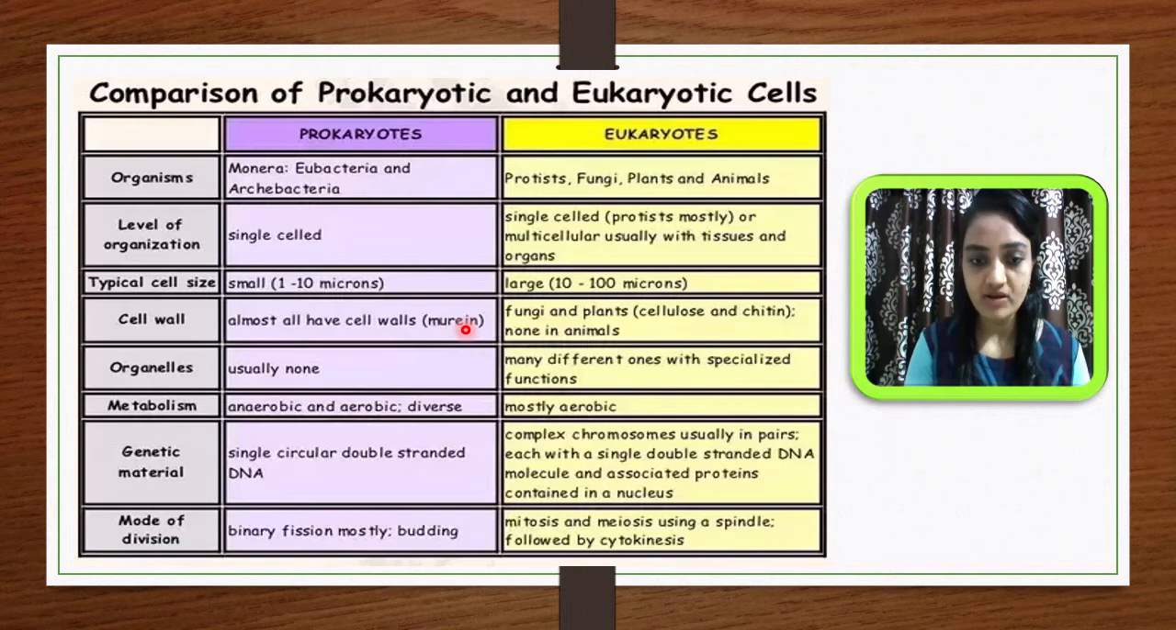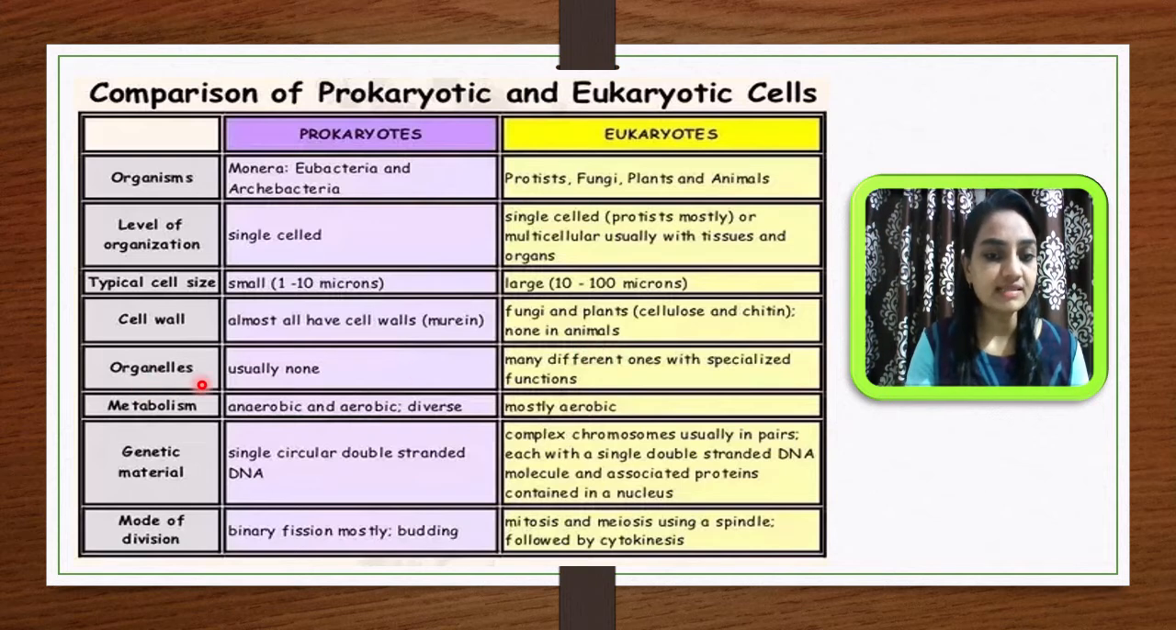Cell wall: in case of a prokaryote, it is always made up of murein or peptidoglycan, whereas in case of fungus and plant, in case of a fungus specifically, it will be made up of chitin. Okay, so be very clear here. Cellulose and chitin are both present in cell walls, but specifically the cell wall of a fungus is made up of chitin and the plant cell wall is made up of cellulose. And animal cells do not have any cell wall.